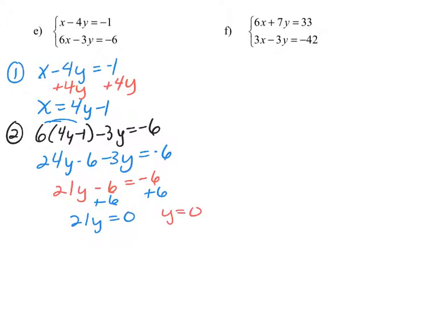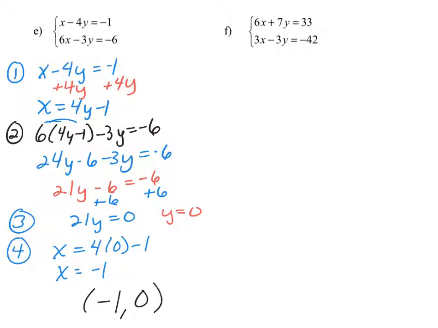That is our step number 3. And then we're going to plug that into the answer for step number 1, where x is equal to 4y minus 1, or y is equal to 0. So that means x is equal to -1. Our solution to this system of equations is -1, 0. As always, check your work.